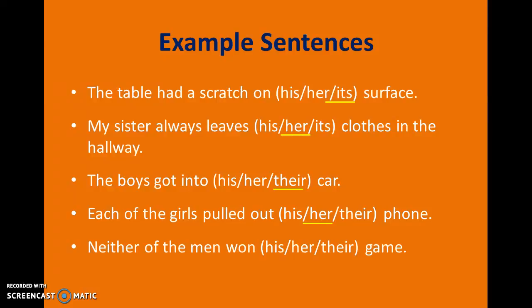And then finally, we have neither of the men won his, her, or their game. Again, neither is going to be our subject, but we know that no matter who the subject is, it's still going to be male because it's neither of the men. So our correct pronoun would be his. Okay, so now we'll get into some special rules with pronoun antecedent agreement.